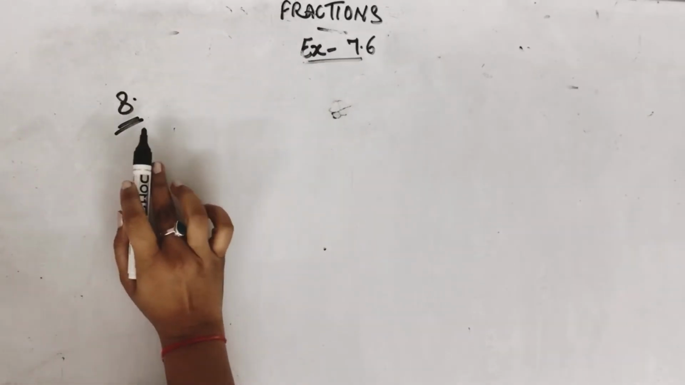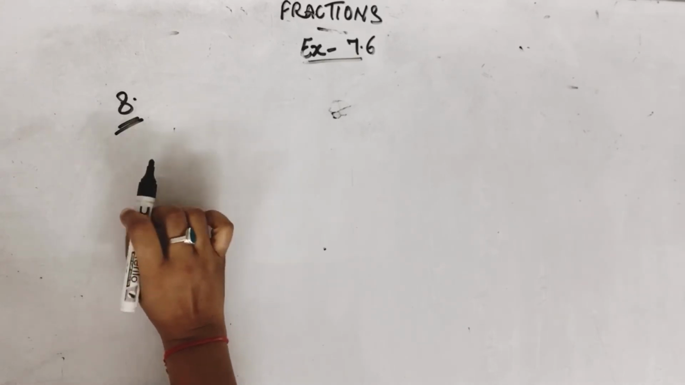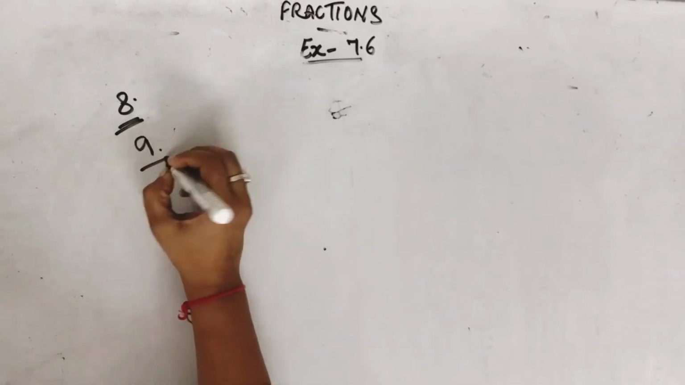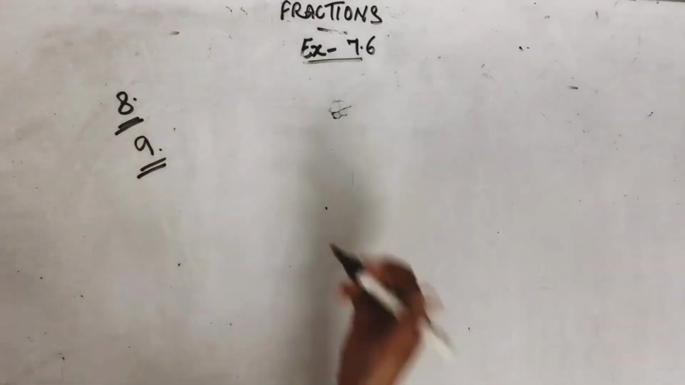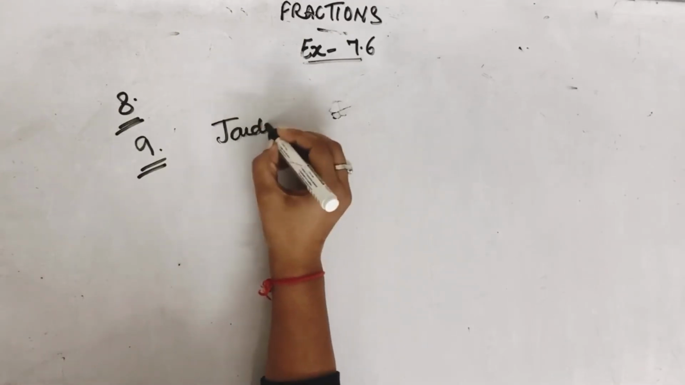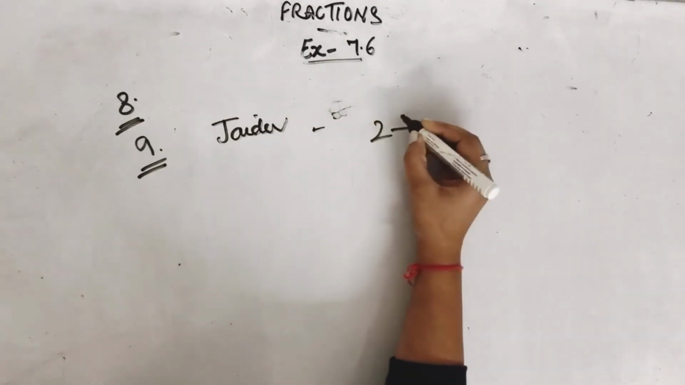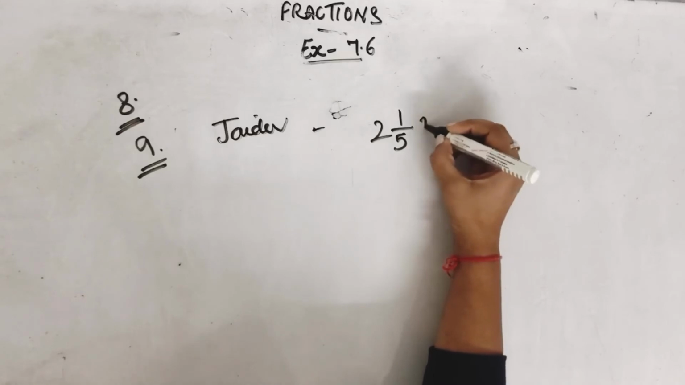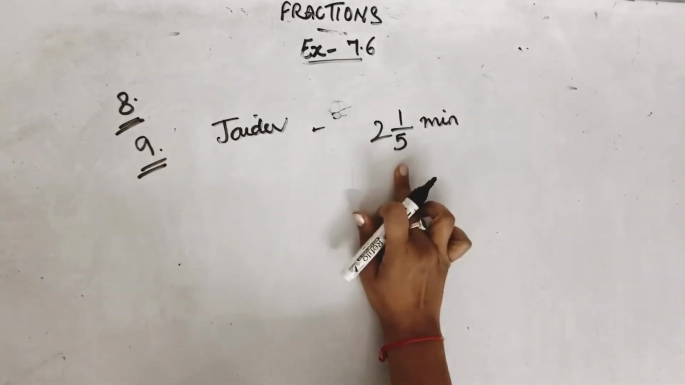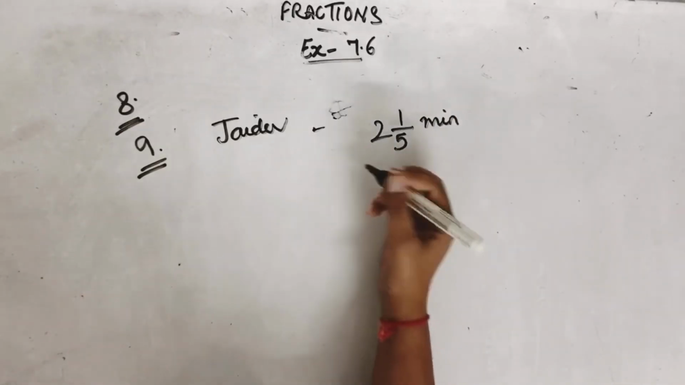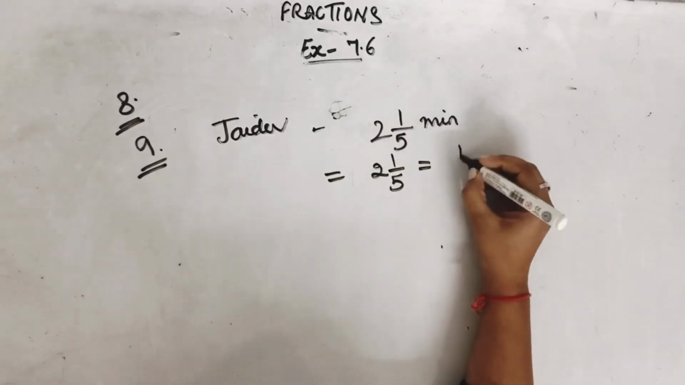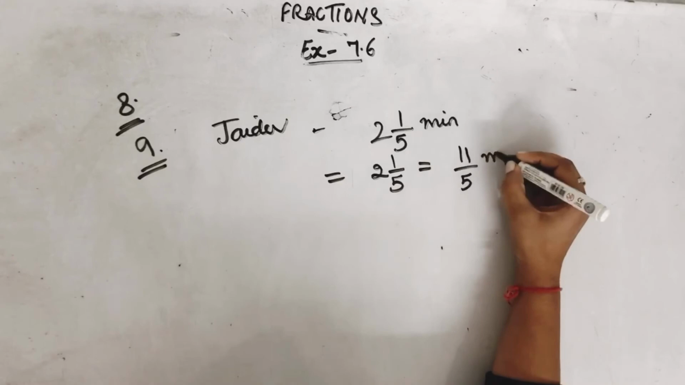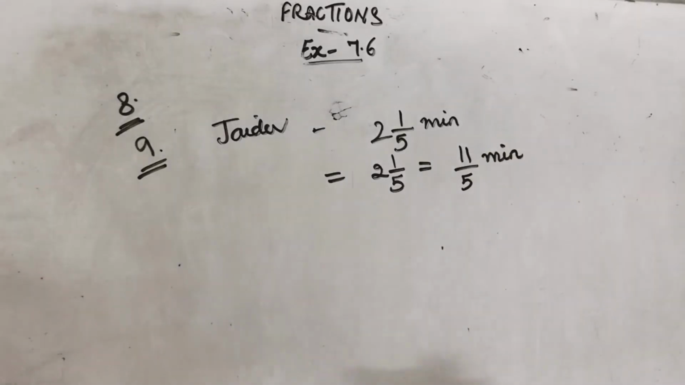8th question is same as that of 9th question. I am doing the 9th one. You will do the 8th yourself. Jaydev takes 2 integer 1 by 5 minutes to walk across the ground. How much time Jaydev takes? 2 integer 1 by 5 minutes. First you have to convert them into improper fraction. So 2 integer 1 by 5 will be written as 11 by 5 minutes.